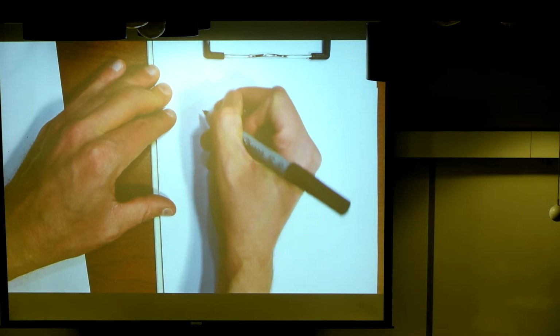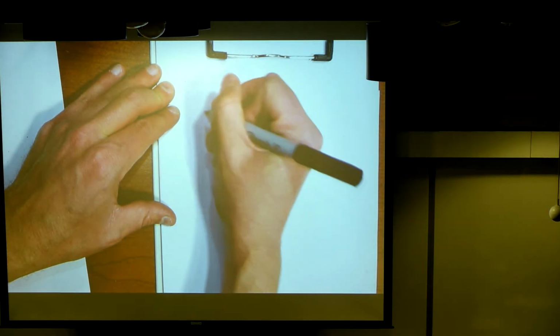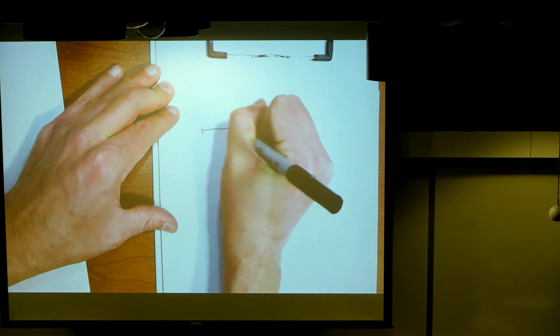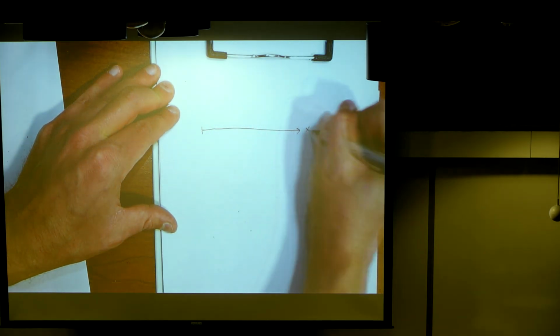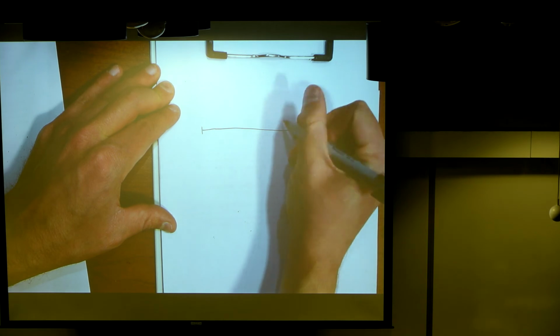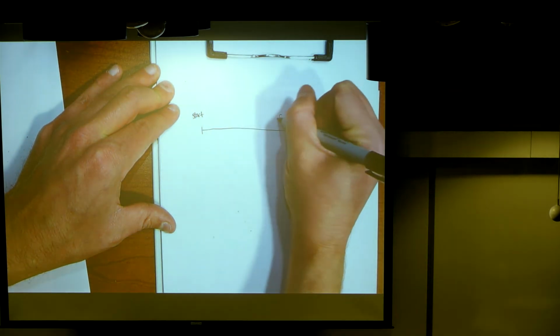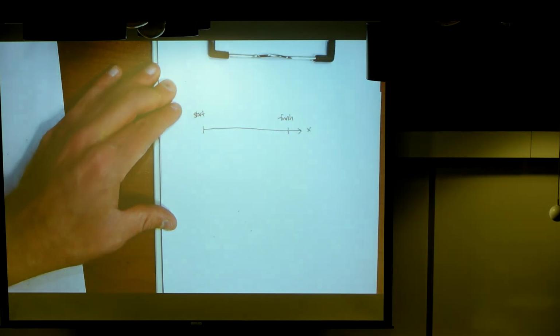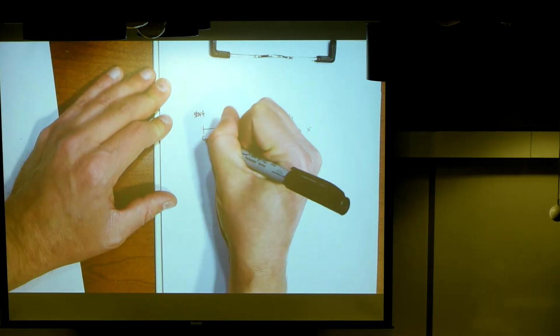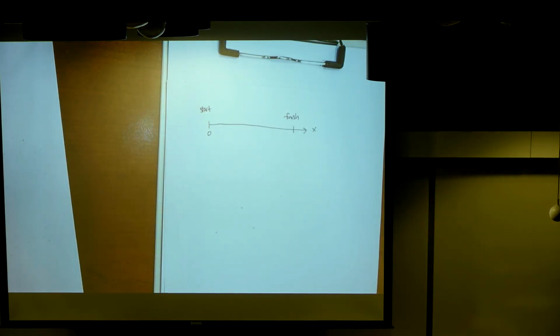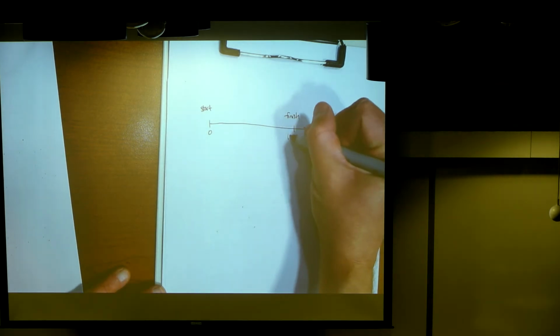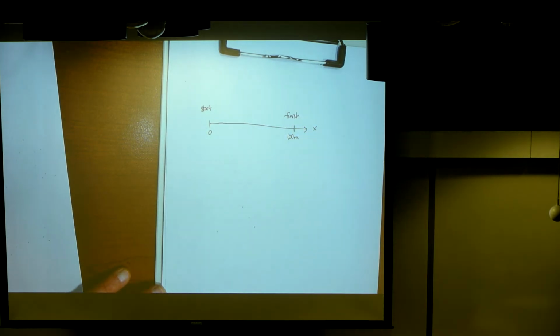And just so we're keeping track of where things are located, I'm going to draw an x-axis like this. This will be my starting line, and this will be my finish line for the race. I'm just going to put the starting line at x equals 0, which means the finish line is x equals 100 meters. All right, so that's just our coordinate system that we're going to use to keep track of motion.